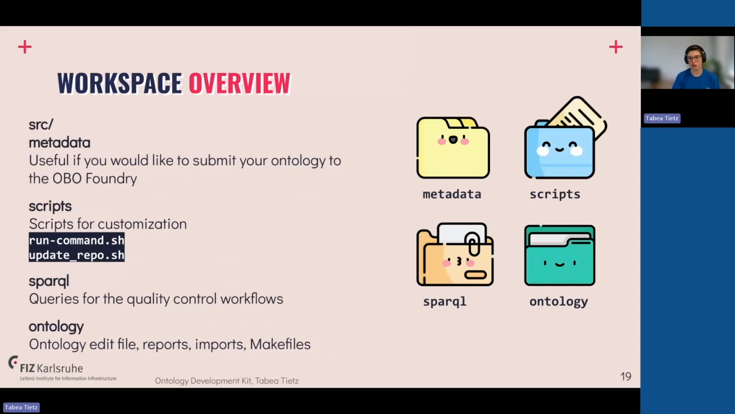And then we move on to the source directory, where we have the metadata, the scripts, SPARQL, and ontology directories. Metadata is especially useful if you would like to submit your ontology to the OBO Foundry. And we will now look mostly at the ontology folder, where we have the edit files, reports, imports, and so on.